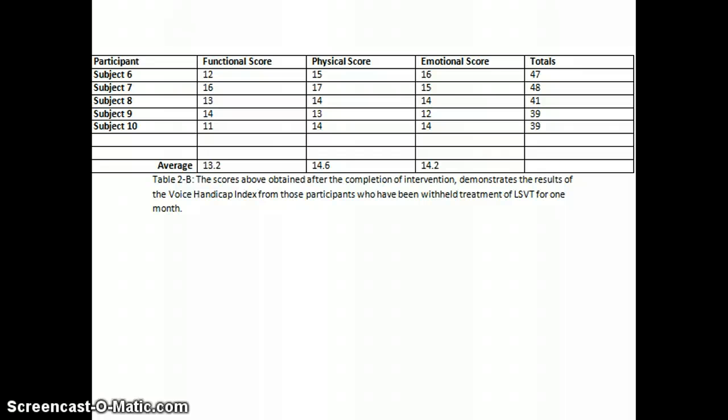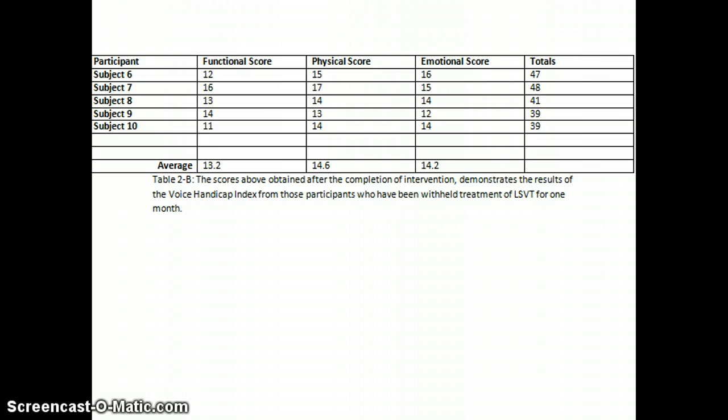Lastly, Table 2B. The scores above obtained after the completion of intervention demonstrates the results of the Voice Handicap Index from those participants who have been withheld treatment of LSVT for 1 month. So here you can see the wait time group results for the Voice Handicap Index post-treatment. So you have Subject 6 has a total of 47, which is moderate to severe. You have Subject 7, 48 total, which is again moderate to severe. And then Subject 8, 9, and 10 all have mild to moderate severity levels, 41, 39, and 39.